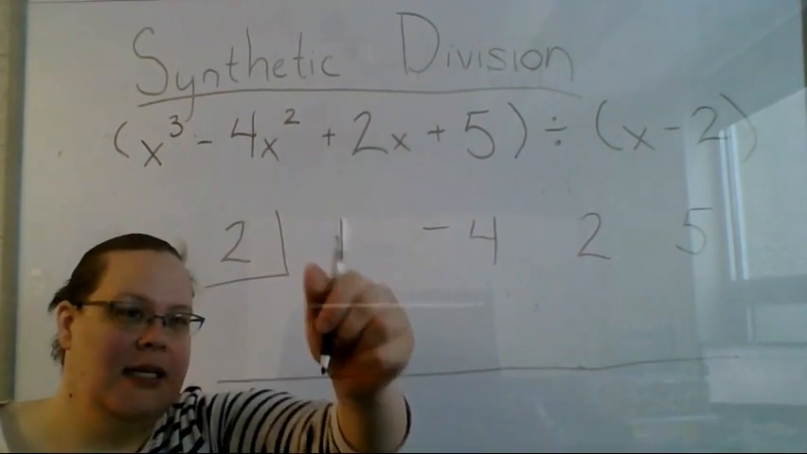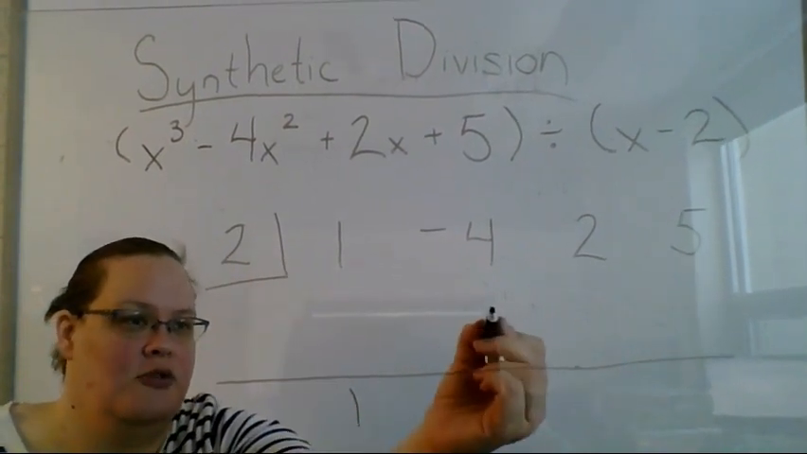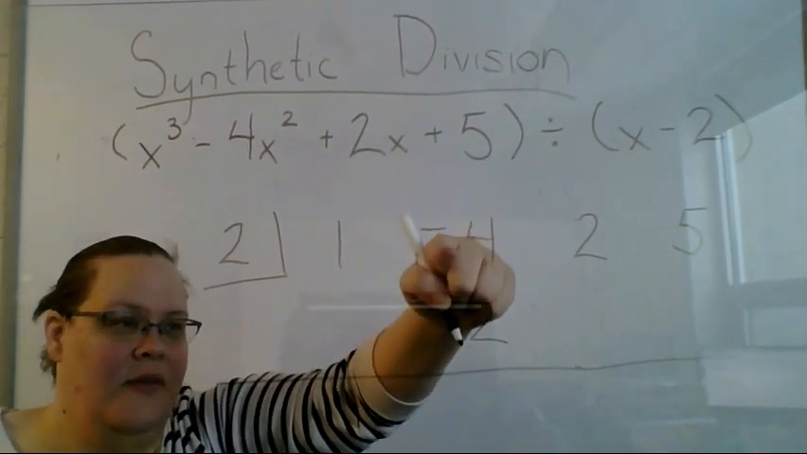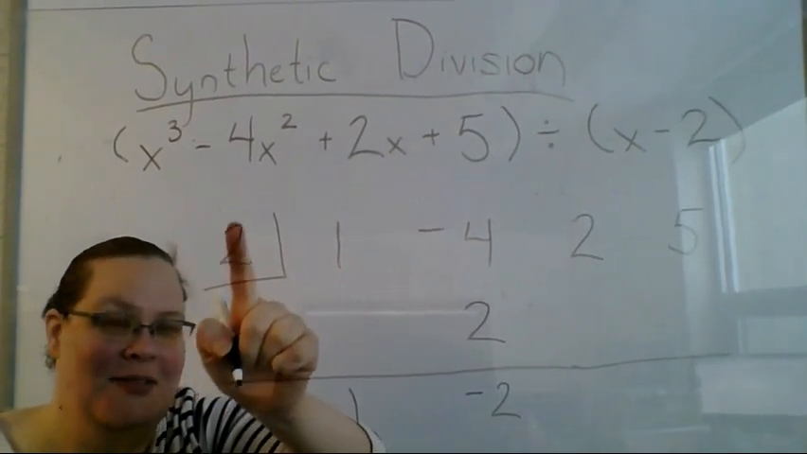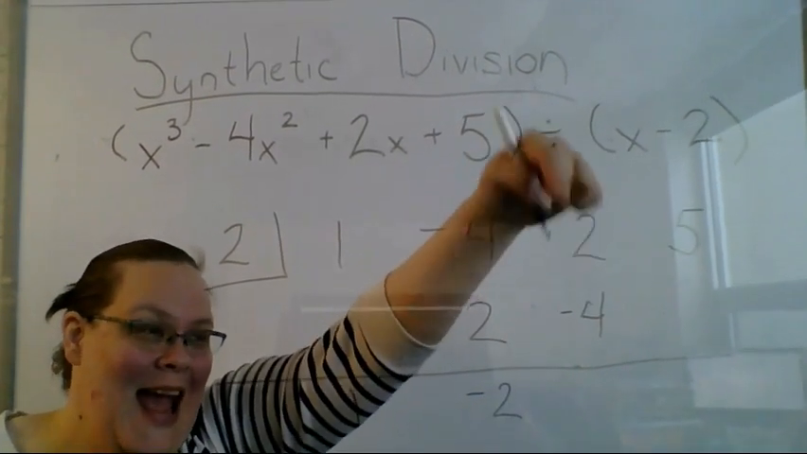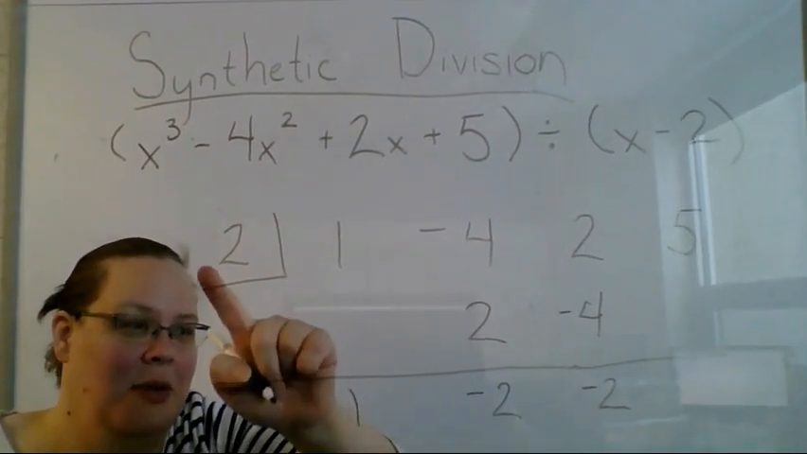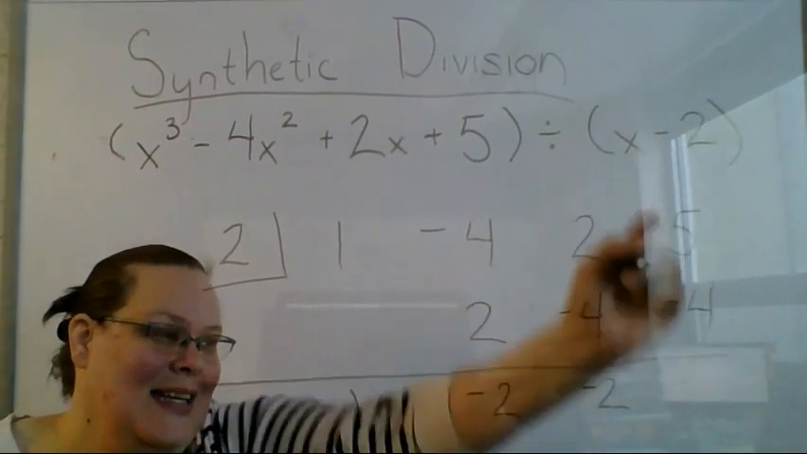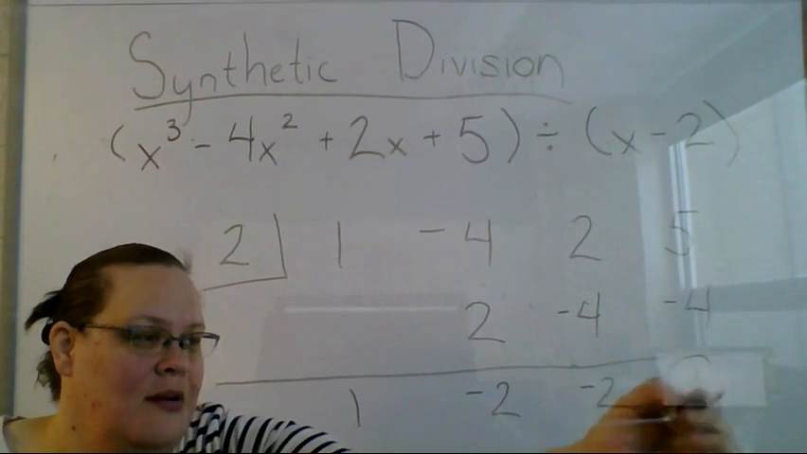Okay, I start by bringing down this 1. Then I multiply this number by 2 and put it here. I add in this direction, so -4 plus 2 is a -2. I multiply it by this 2. I add in this direction, and I multiply it by 2. 2 times -2 is -4. I add in this direction. Now remember, this last number here is our remainder.